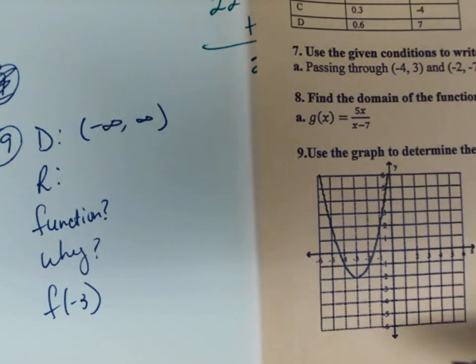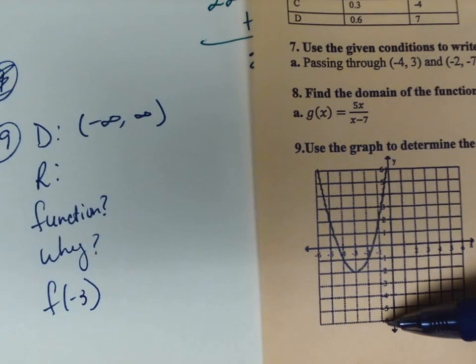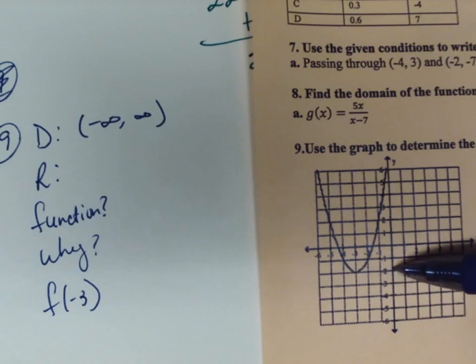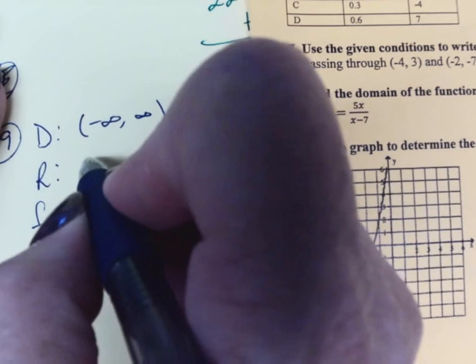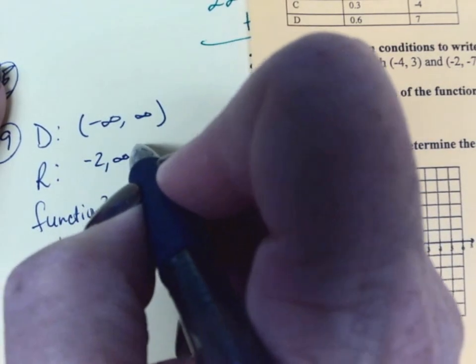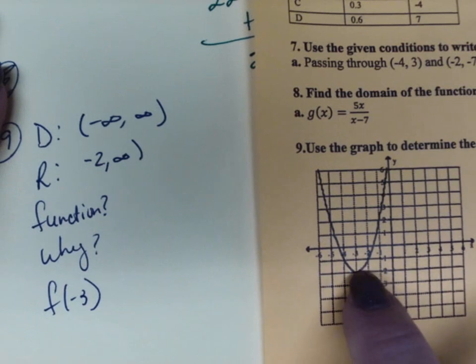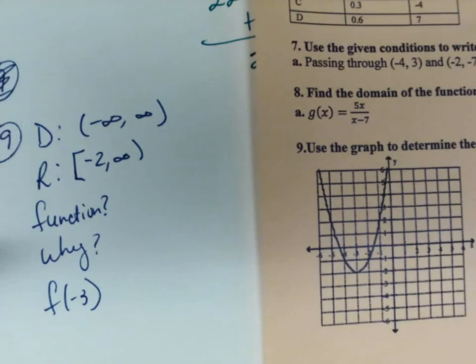Now the range, as we're going up, our range starts on the y value. We start on the negative ones, and we come up, and the first point we hit is negative 2, and it continues to go up. So it's going to be negative 2 to infinity. Infinities always get parentheses, and the negative 2 will get a bracket because it's touching the line.